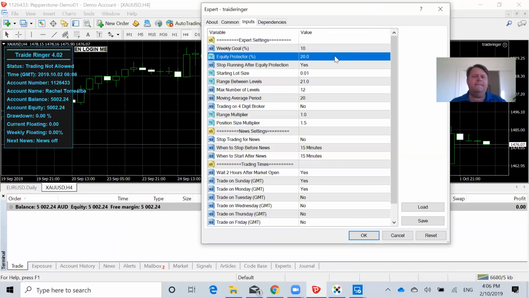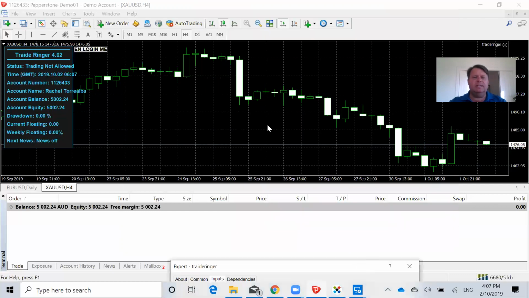But if your equity protector is too close, let's say I only want to lose 10% of my account, so I only want to lose $500, when the software starts running, remember the software works on counter trend trades. So what that means is, as the trend is trading, I'll give you an example.